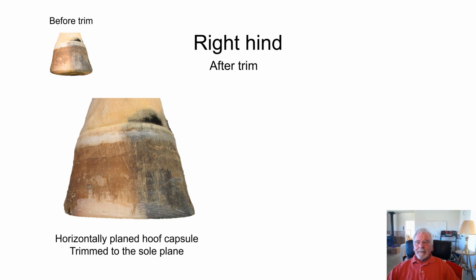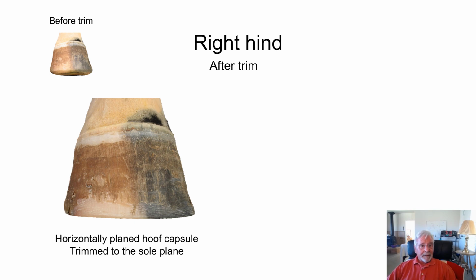Okay, we'll stay with our right hind foot. In the upper left-hand corner, we can see the foot before trim, and now we can look at a foot that's been trimmed to the sole plane. Now, all my research is based on the sole plane because that trim is based on the true foot of the horse. And so when I do my measurements, it gives me accuracy.